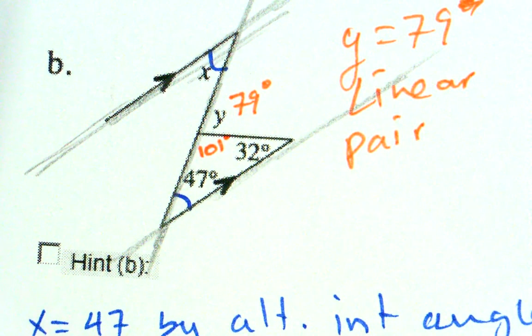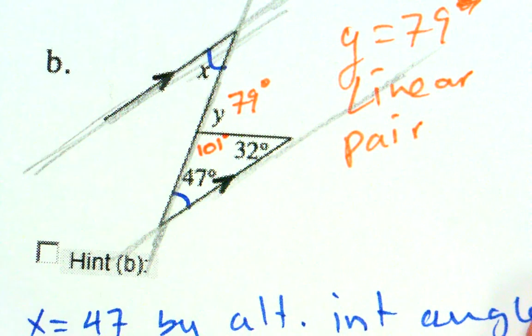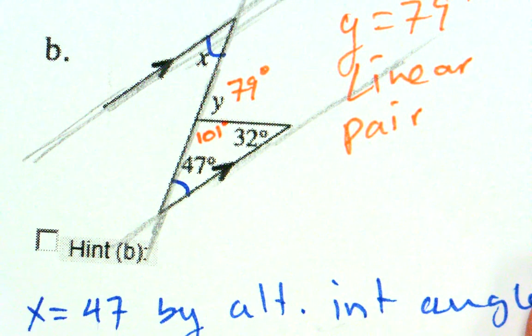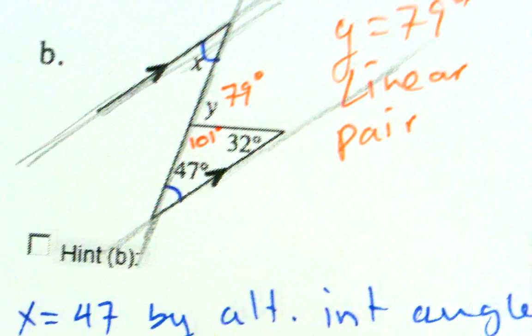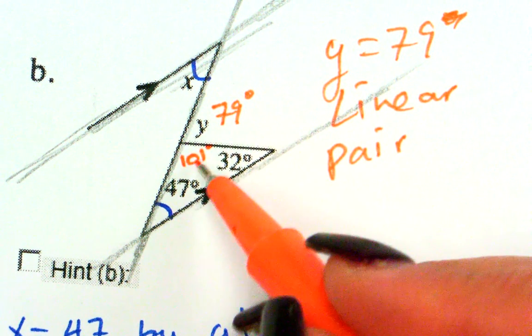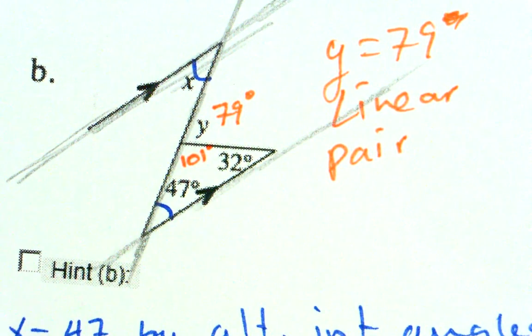It's pretty much the same reason that we found in the previous one, where you really use the triangle angle sum theorem to figure that out. But I'm okay with linear pair, if 79 and 101 are a linear pair technically.